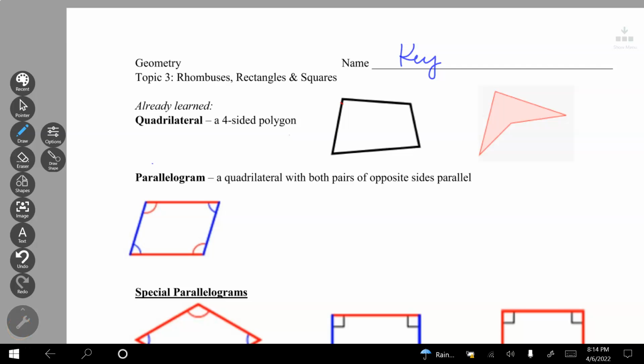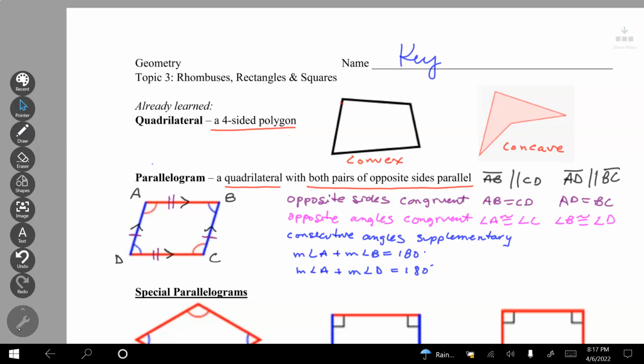Okay, welcome to topic 3. We're going to study some special quadrilaterals, actually special parallelograms. And remember, a quadrilateral has 4 sides, and this is convex. All vertices are pointing out, and this one is concave because one of them is pointing in. And a parallelogram is a quadrilateral with both pairs of opposite sides parallel. So let's talk about what all that means and what all that implies when I have a parallelogram.